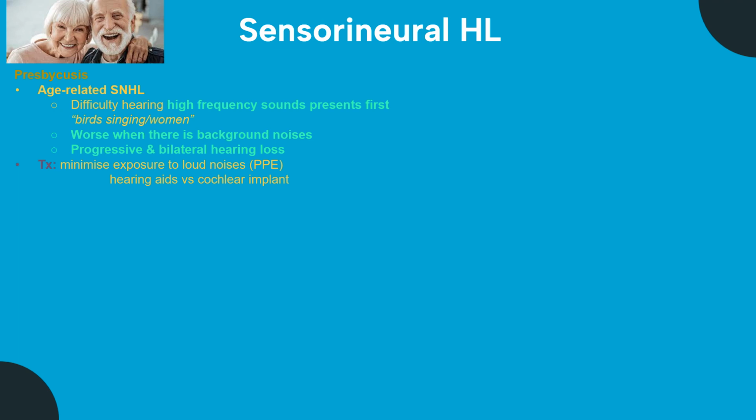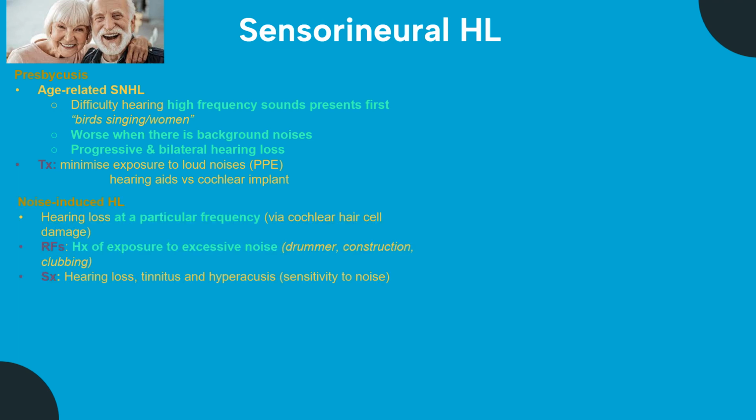The treatment is minimizing loud noise exposure. You don't want to have a secondary noise-induced hearing loss there. And also you want to maximize the hearing. So having hearing aids and cochlear implants is helpful in that it helps them hear better, but it also lowers the risk of things like dementia by increasing the brain stimulation.